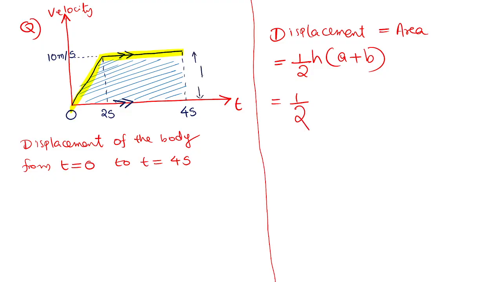h is the distance between the parallel sides. Let me write everything here. It is 10. It is clear from the diagram. h is 10. If you have any doubt, you can ask at the end. a and b are the parallel sides. Let it be this a. What is this? It is 2 second to 4 second. What is the distance? 2 second. This distance is 2. b is the distance of this one. 0 to 4. The distance is 4. 10 by 2 will be 5 into 6. 30 meter is the displacement.